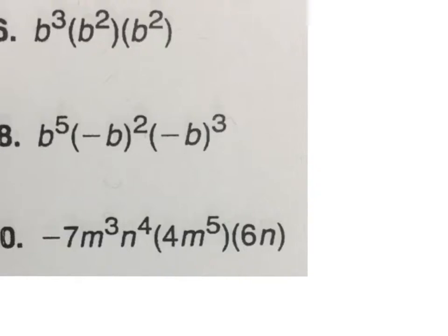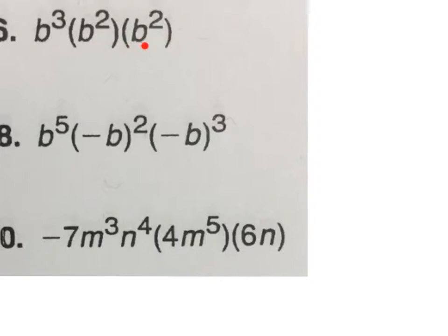Okay, so let's look at the first problem here. We're multiplying b cubed times b squared times b squared. Now, are any of these being raised to another exponent? I got b squared here, but is it being raised again to another exponent? No. Are all these the same base?